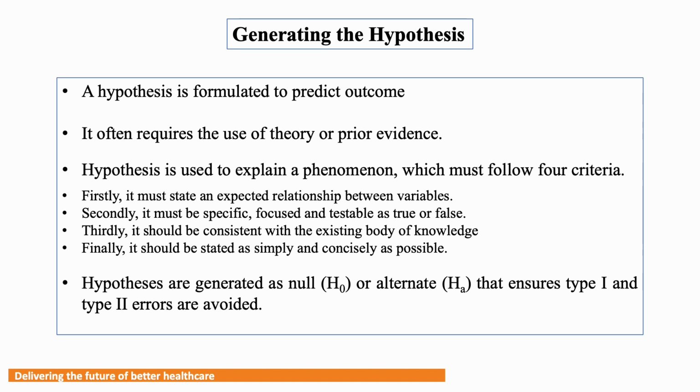So hypotheses are generated as a null hypothesis or an alternate hypothesis that accounts for type 1 and type 2 errors. And I'm sure the earlier speakers have already worked on that with you, and the concepts of type 1 and type 2 error are clear to you.